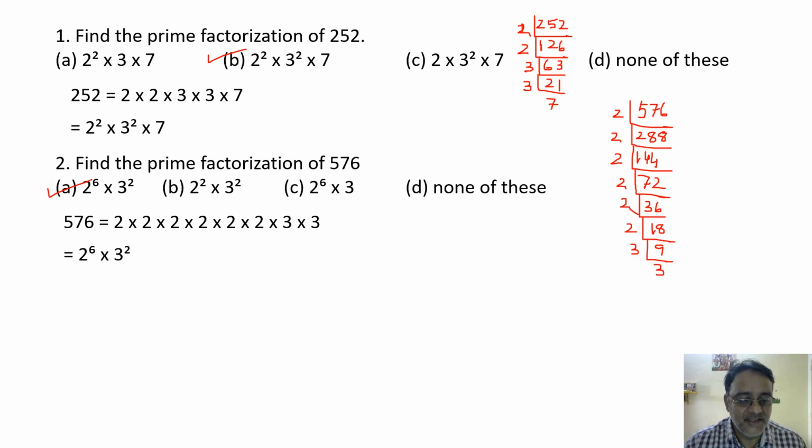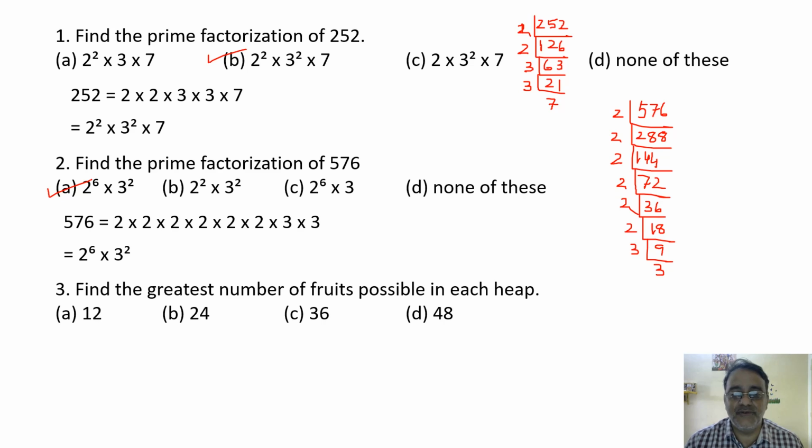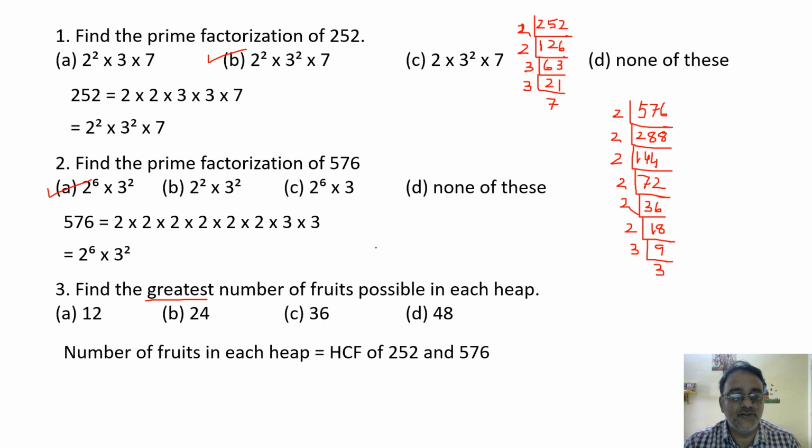Option A, right? Now find the greatest number of fruits possible in each heap. Greatest, what you have to find? Greatest word is there, HCF. HCF, right? So we have to find HCF of 252 and 576. So HCF is the product of all the prime factors with the least power. What is the least power of 2?